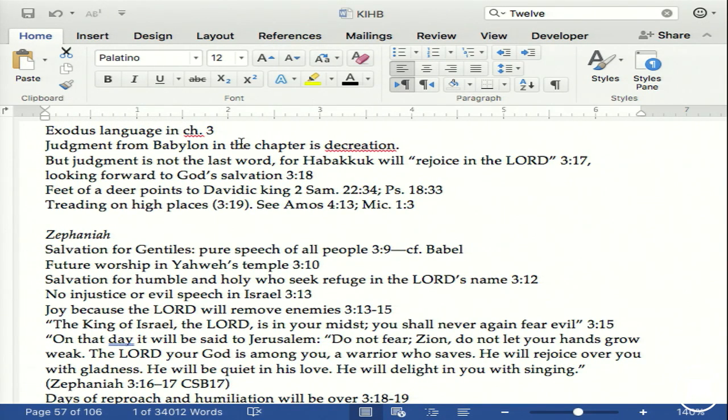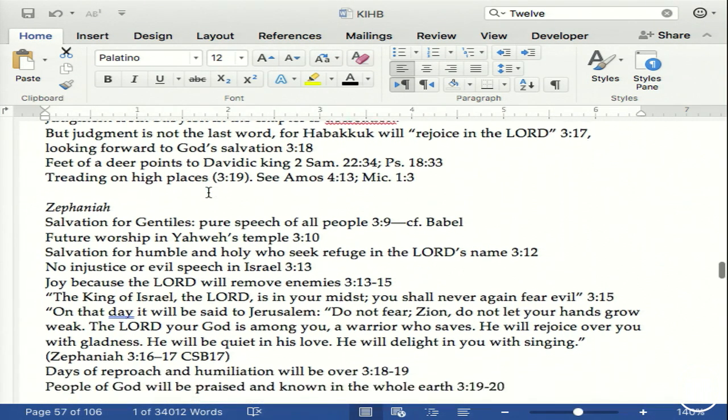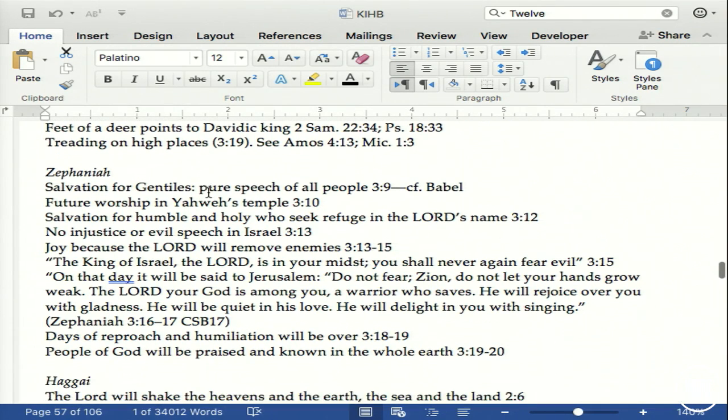Finally, Habakkuk will rejoice in the Lord. He's looking forward to God's salvation, even if the fig tree doesn't blossom and there's nothing on the vine. Finally, there's going to be salvation, right? Through the judgment's going to come salvation. So Habakkuk's not just saying, I rejoice in the Lord even though we're going to be destroyed forever. That's not what he's saying, right? He's saying, I'm going to rejoice in the Lord. Judgment's coming, and through the judgment, salvation's coming. We're going to tread on high places.